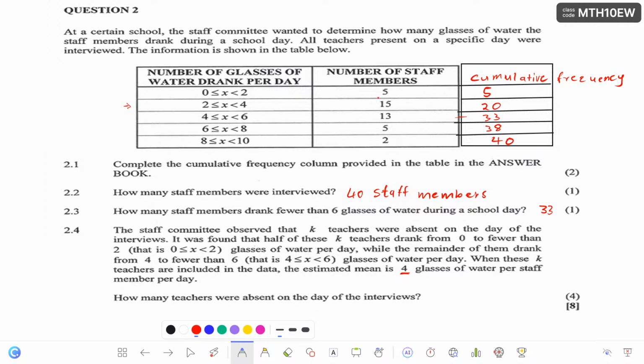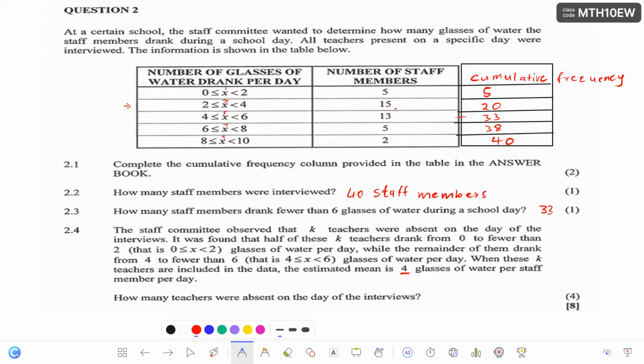In order to calculate the mean, we're going to take the number that is in between this interval, which is 1, and multiply it by 5. Here we take the number that is in between, 3, and multiply it by 15. Even here we take the number in between, 5, and multiply by 13. Same with this one, 7 multiplied by 5. Here is going to be 9 multiplied by 2.